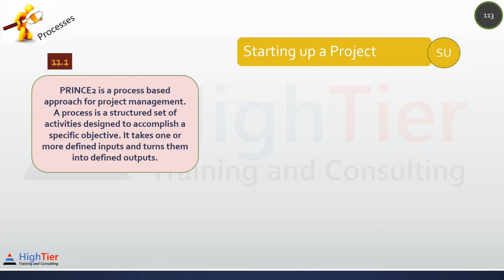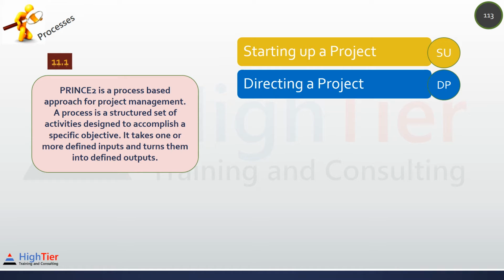First, starting up a project process, SU. This process ensures that the prerequisites for initiating a project are in place by answering the question, do we have a viable and worthwhile project? Directing a project process, DP. This process enables the project board to be accountable for the project's success by making key decisions and exercising overall control, while delegating day-to-day management of the project to the project manager.